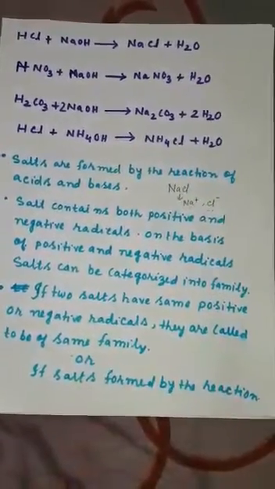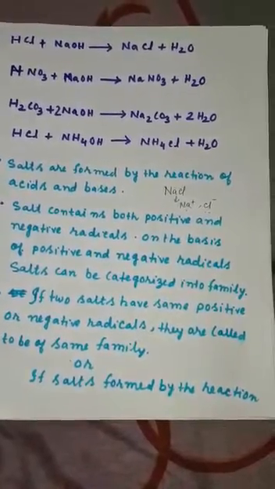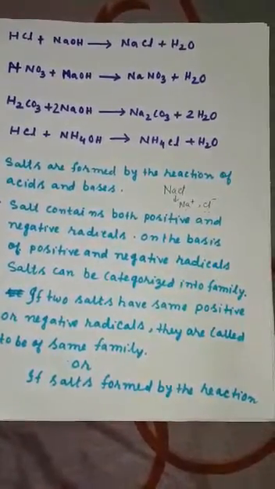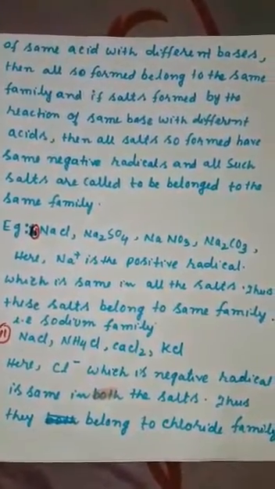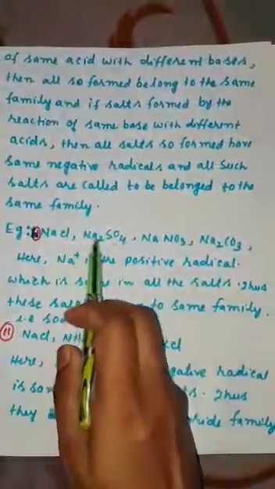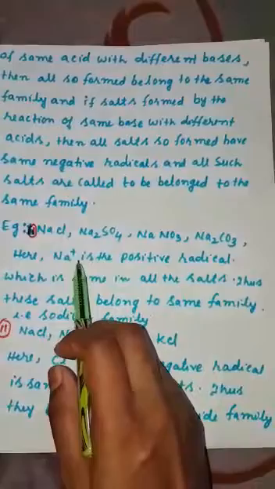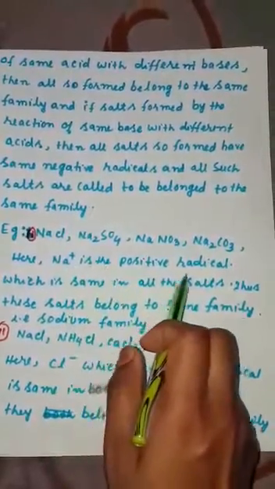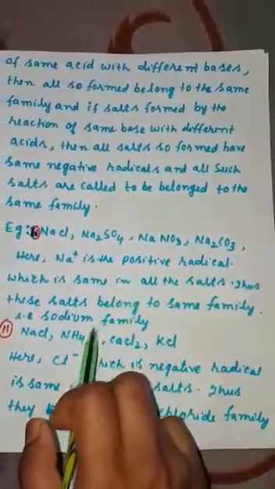If two salts have the same positive or negative radicals or ions, they are said to be of the same family. Or if salts are formed by the reaction of the same acid with different bases or the same base with different acids, they are said to be of the same family. For example, if you consider these salts, sodium chloride, sodium sulfate, sodium nitrate, sodium carbonate, here you can see that the sodium ion is the positive radical or charge which is common and same. So they belong to the sodium family.